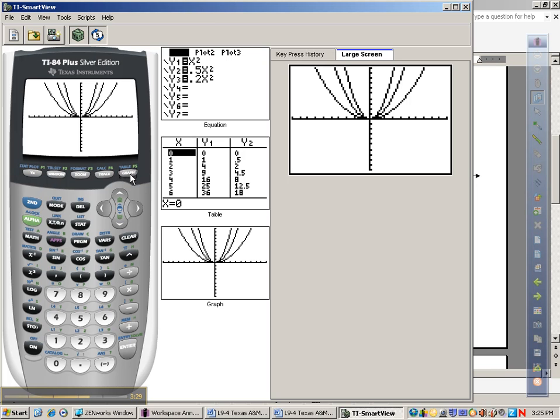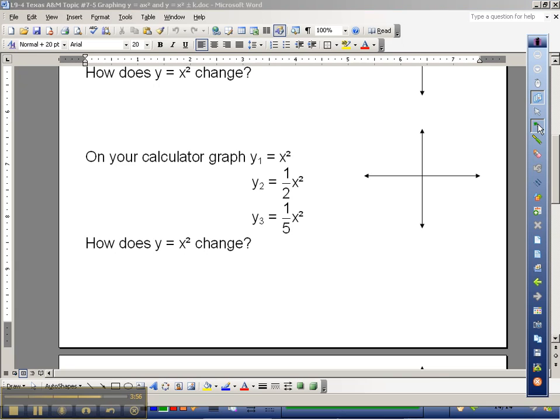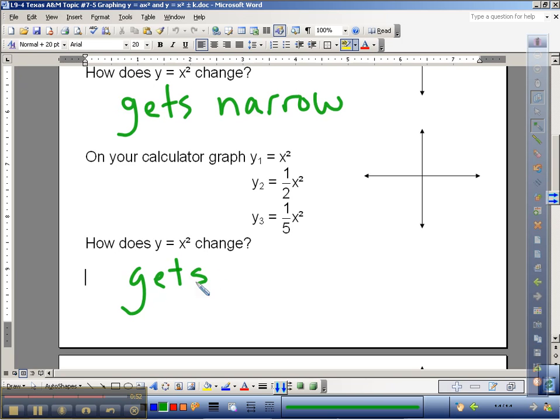Okay, so as my a term, the coefficient of my quadratic term, that x squared, gets smaller and smaller, less than 1, what's happening? As it becomes a fraction, smaller, less than 1, it's getting wider. So over here in your notes, up here, I want you to write gets narrower. Down here, your graph gets wider.